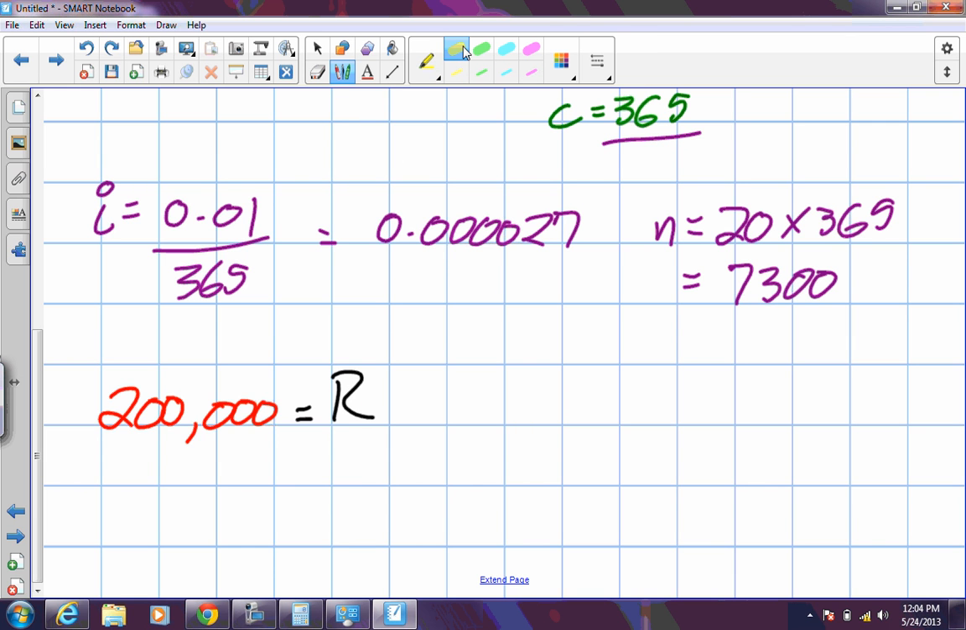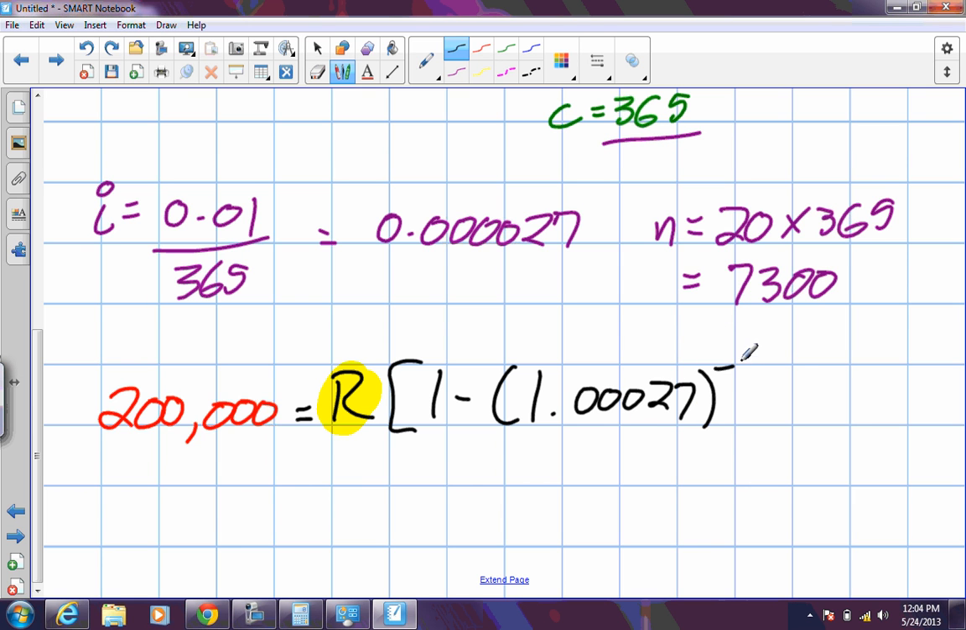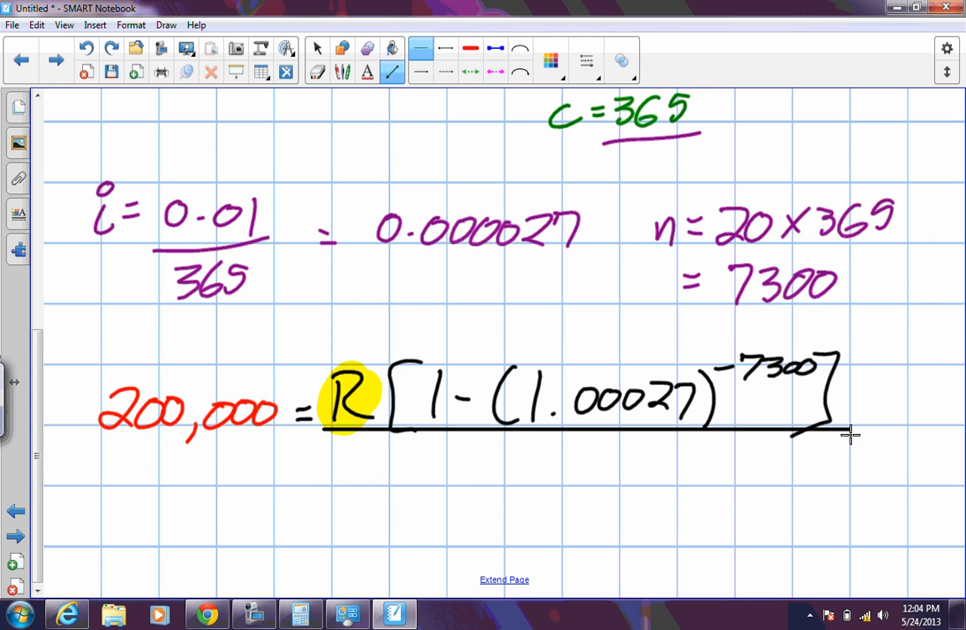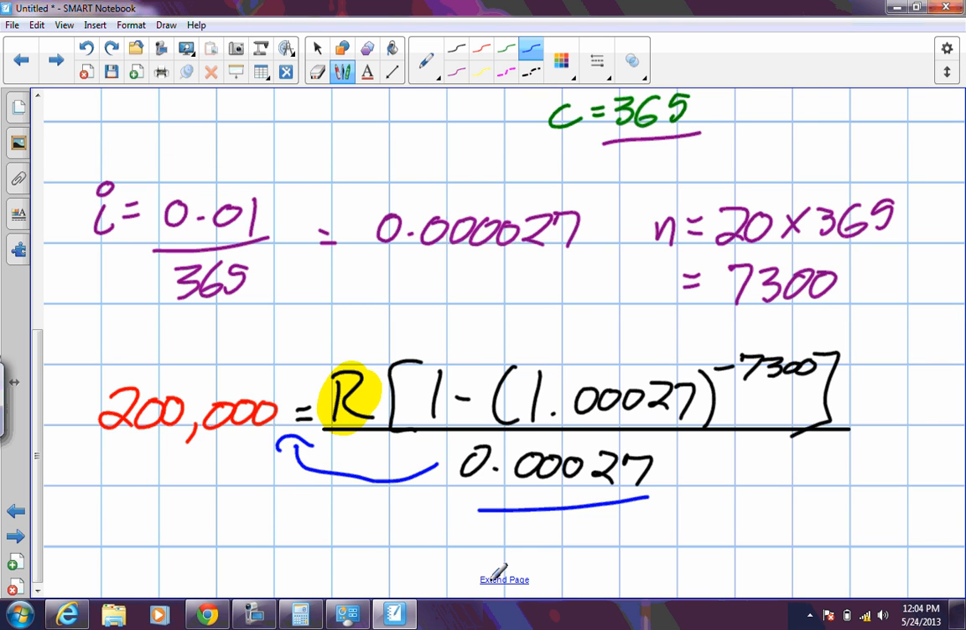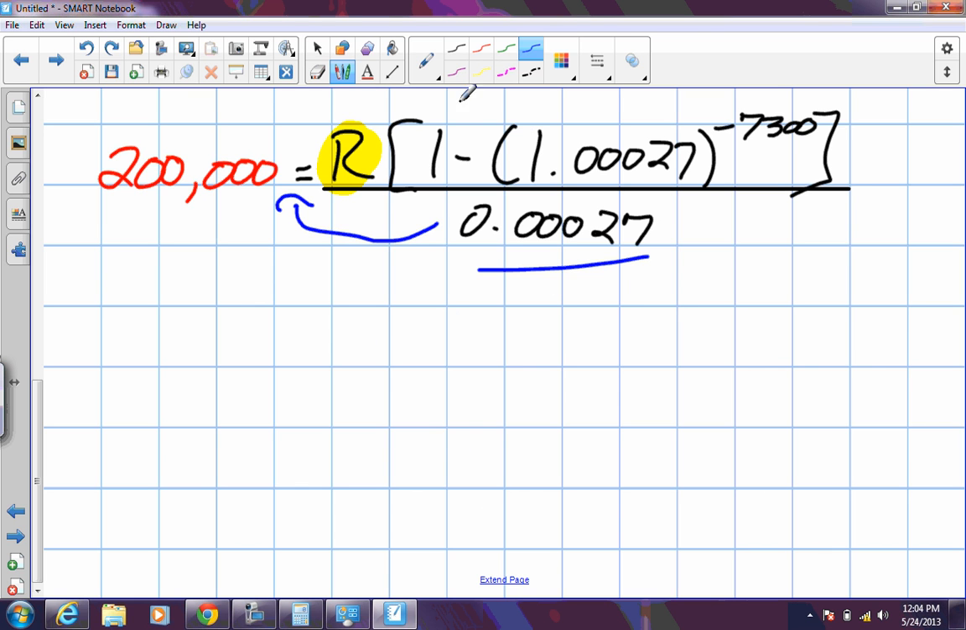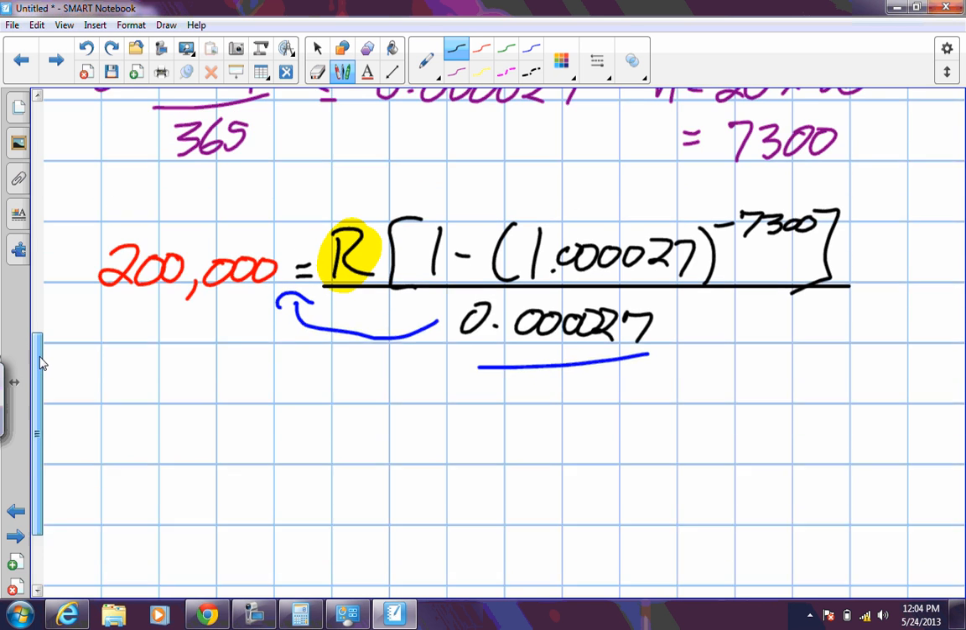Our formula is 1 subtract 1 plus I, which is 1.00027, to the power of negative 7,300, all divided by that I value, which is 0.00027. Now, the very first step in order to isolate R is we need to move over what's on the bottom of this equation. Oh, sorry, I missed the 0 on both. Thank you. Okay, so when we go to multiply that, I need to multiply 200,000 by that small number.